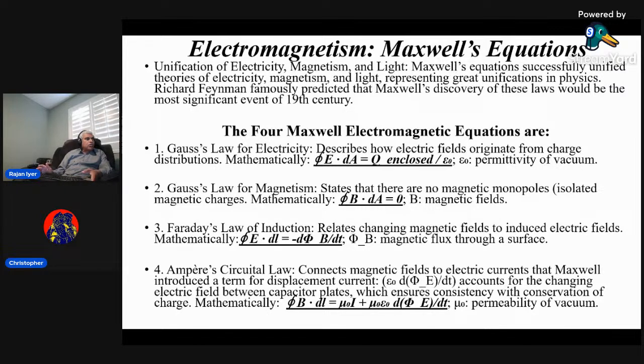Then Ampere's circuital law connected magnetic field to electric currents. But Maxwell also introduced a term to come up with the right type of equation. When he was doing the math, the quantification, he found that there was some term missing. So he called it displacement current, based on the permittivity and also the change in the electric field. So the changing electric field between, for example, capacitor plates, which he was studying.